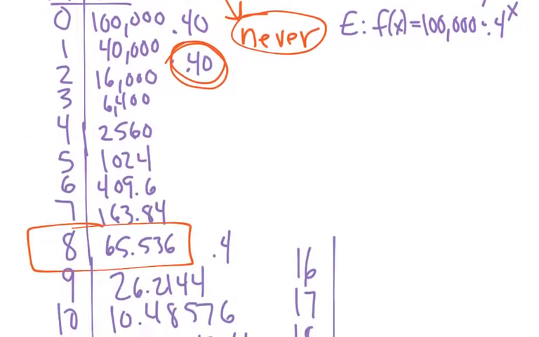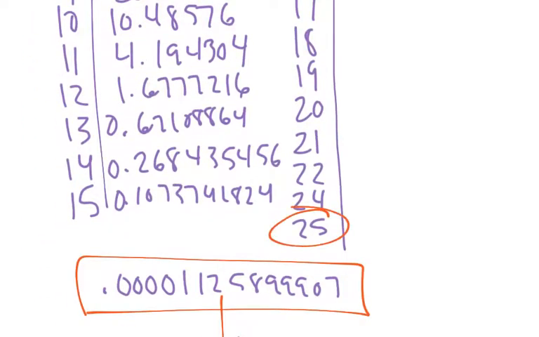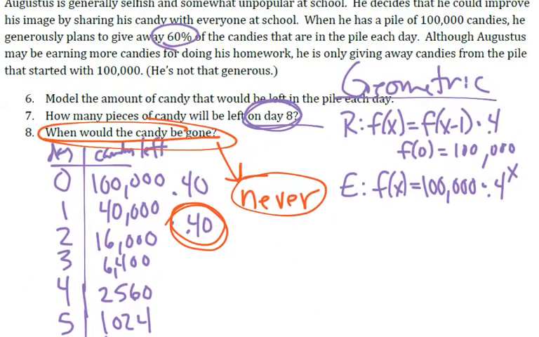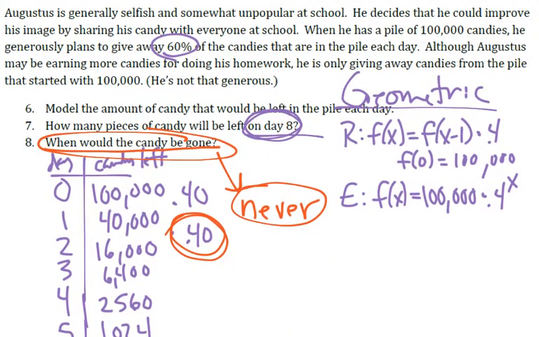So, for all intents and purposes, yeah, you could say day 25 for sure. Probably even like day 20. Because how much candy really is that? So, you could say that quick he's going to run out. But really, because we're only taking away 40%, we're left with 40%, we're always left with almost half of what we had previously. So it's never going to completely go away.